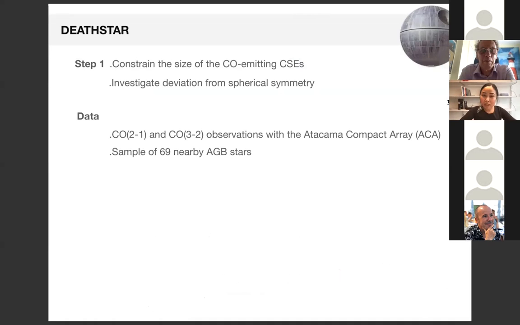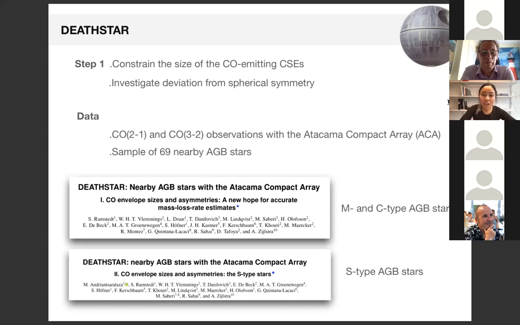And for that, we map CO 2-1 and CO 3-2 emission of 69 southern nearby AGB stars with the Atacama Compact Array of the ALMA interferometer. And we use this very compact configuration in order to resolve the most extended large scale structure of the CO envelope, in order to see large scale asymmetries and also to see the extent of the CO emission. And our results were published in the two publications of the DEATHSTAR project.